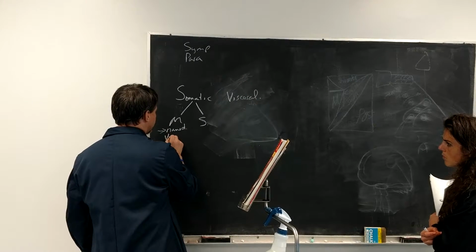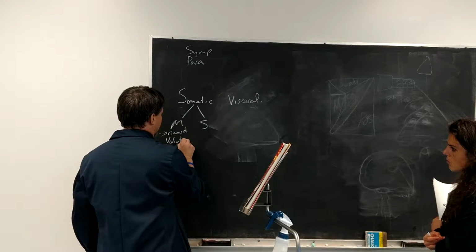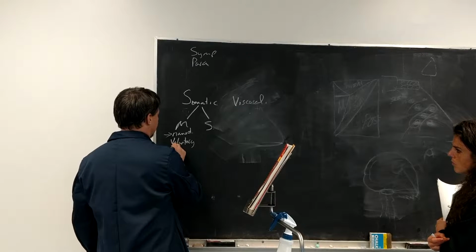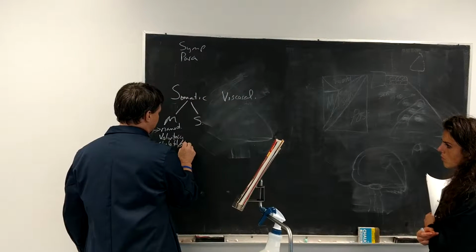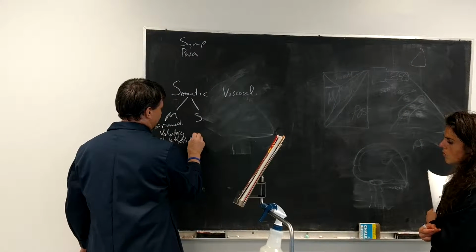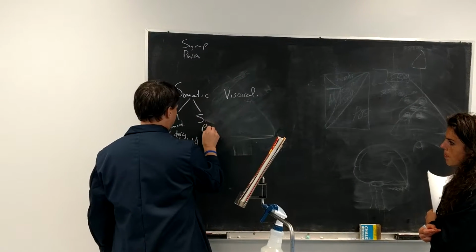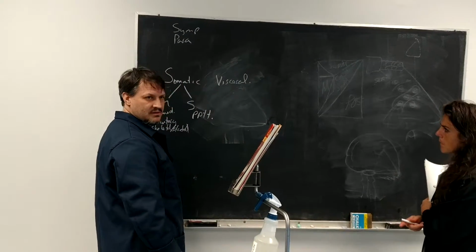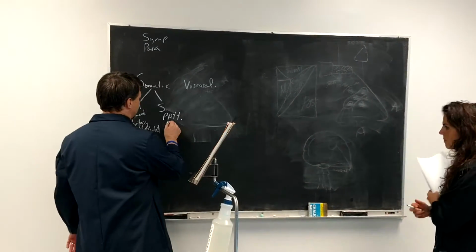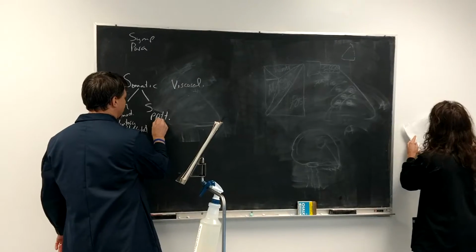This is voluntary, and in path, you'd call it skeletal or striated. This is your pain, pressure, temperature, touch. And that's going to be pinpointable.